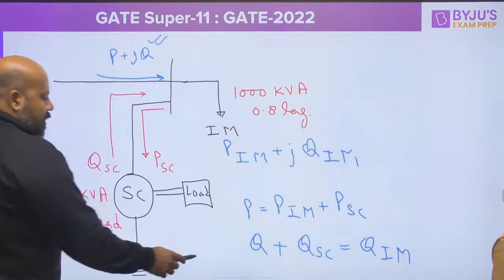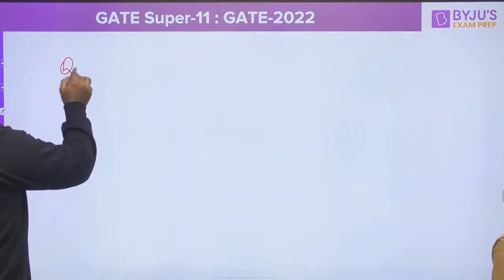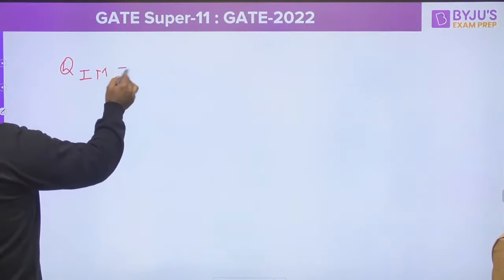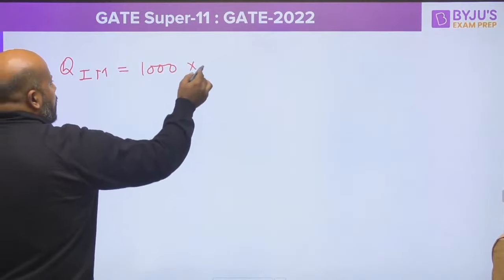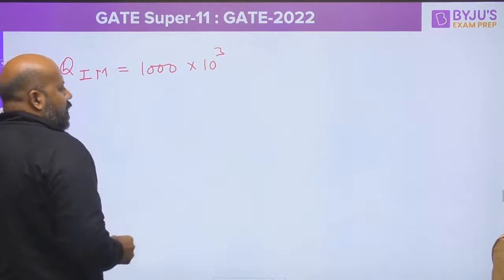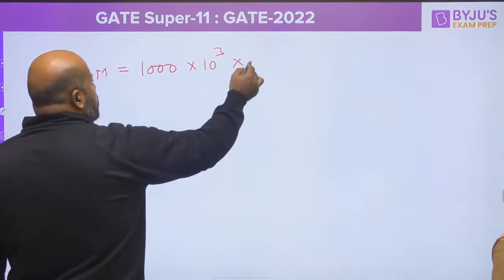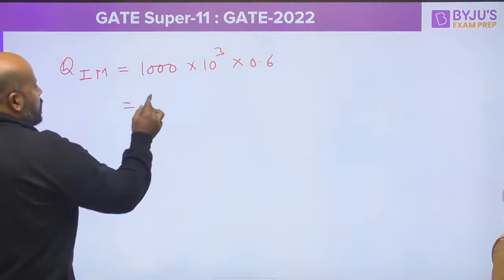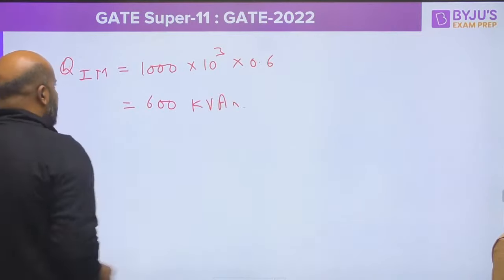So I am first interested in the reactive power. What is the reactive power absorbed by the induction motor? It is going to be 1000 kVA. Cos phi is 0.8, so what is sin phi? 0.6. So this is going to be 600 kVAr.